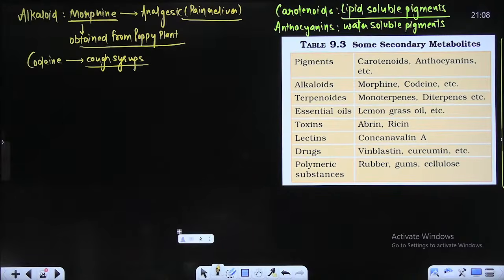Is that clear? Yes, everyone. So it is also an opioid, obtained from that poppy plant. That is also an analgesic. Done. Any doubts?